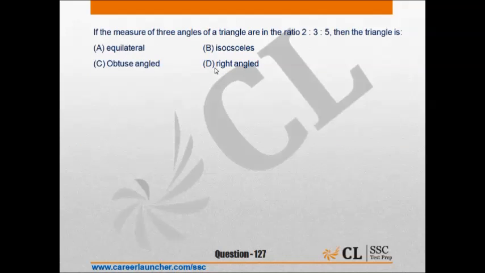The next question is, if the measure of 3 angles of a triangle are in the ratio 2:3:5, then the triangle is. Now as we all know, if the sum of 2 angles of a triangle is equal to the third angle, then the triangle is a right angle triangle. If the triangle would be equilateral, then all the angles would be in the ratio 1:1:1. If the triangle would be isosceles, then there would be 2 similar ratios. So let me check. 2 plus 3 is equal to 5. And this happens only in the case of right angle triangle. So our option is option D.